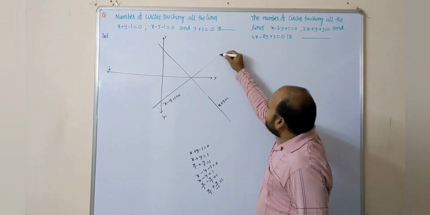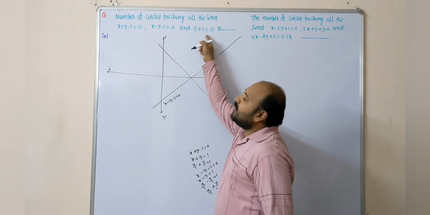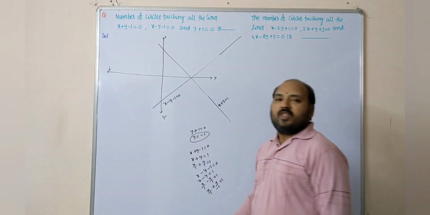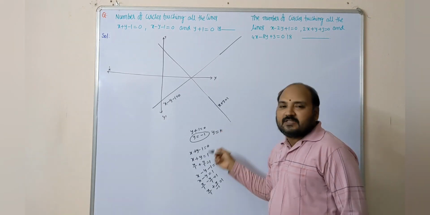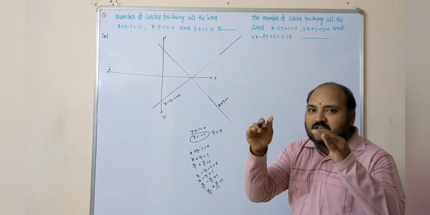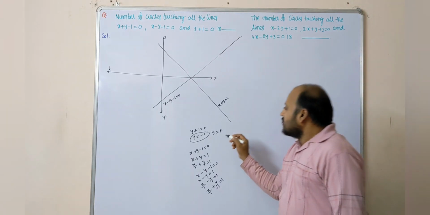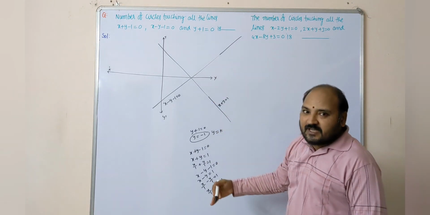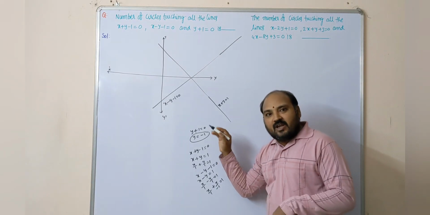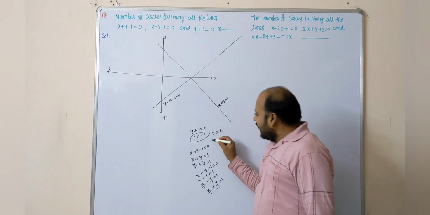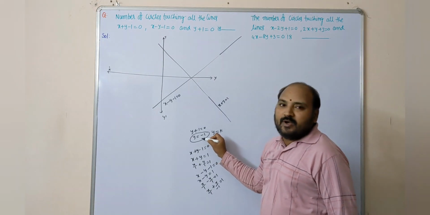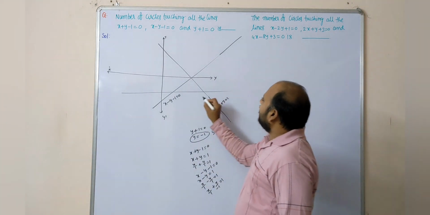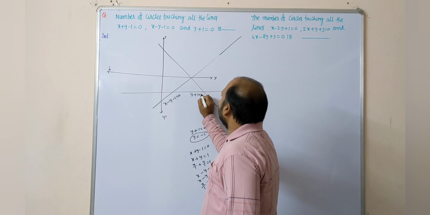And one more equation is given now. What equation is given? y plus 1 equal to 0, which means y is equal to minus 1. It is in the form of y is equal to k or minus k. Y is equal to k is a line always parallel to x-axis. If k is negative, it is parallel to the x-axis below the x-axis; if k is positive, it is above the x-axis. So here y is equal to minus 1, parallel to the x-axis and below it. So this is y plus 1 equal to 0.